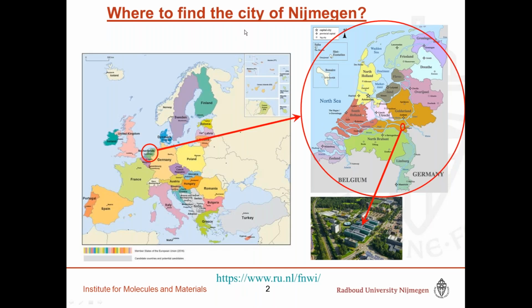First, something about our university. We're located in Nijmegen, which is in the Netherlands, so the northwest of Europe. And within the Netherlands, we're on the east side, close to the border to Germany. And within Nijmegen, we have quite a nice university campus. And the greenish buildings, the four buildings you see here, belong to the Faculty of Natural Sciences, Mathematics and Informatics.